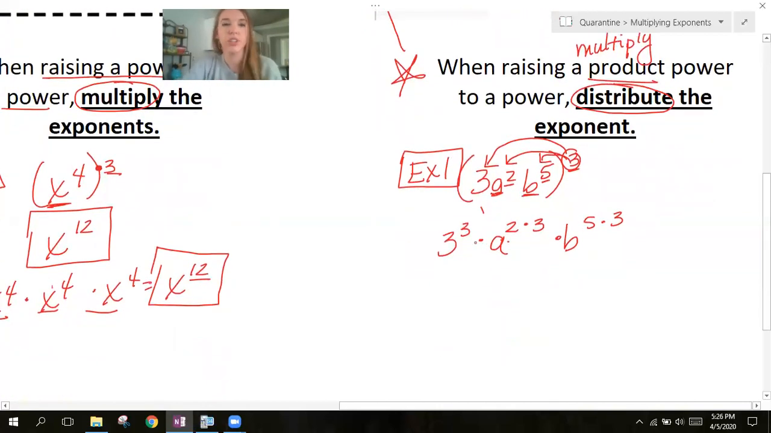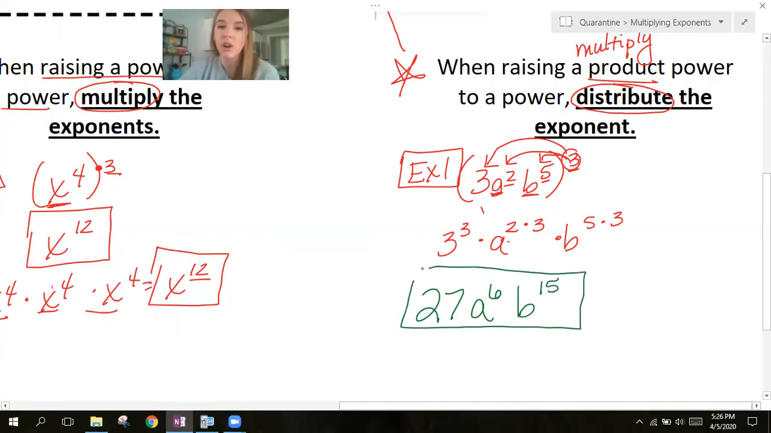Now let's simplify. Okay, so we have 3 to the 3rd power. So that's 3 times 3 times 3, which would be 27, times, we can bring down our base. Well, actually, we don't even need the multiplication symbol. We can just do the a. And then we have 2 times 3, which is 6. We have the b, 5 times 3 is 15. And that would be our final answer.